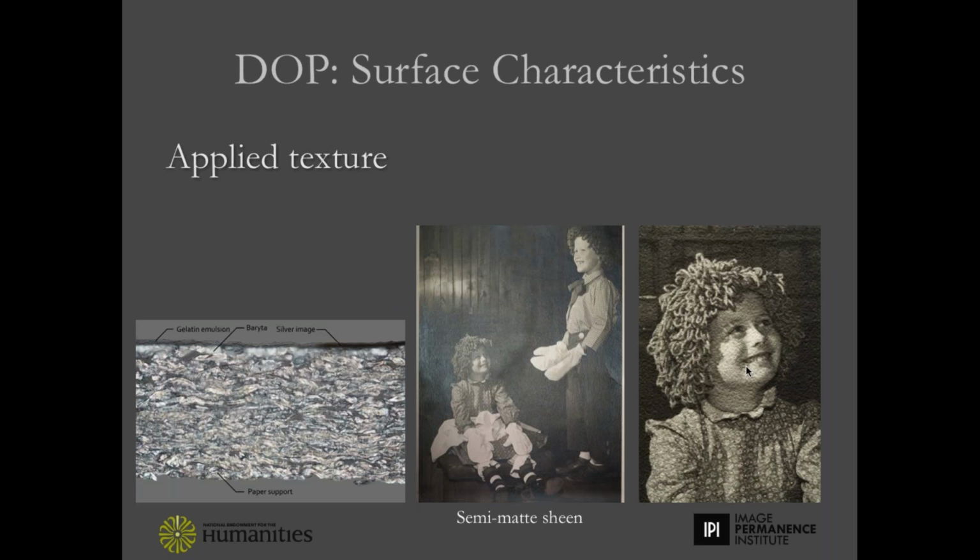Textures were also applied to the paper support or to the baryta to create a textured surface, which produced sort of a range of surface sheens depending on the texture. If the texture was applied to the paper support itself, the paper will also have a thin baryta layer. So this is an example of just one of many applied surface textures. You can see it's this sort of very regular, very interesting texture applied to the surface, and that texture produces a semi-matte surface sheen. There's lots of different textures that were used.